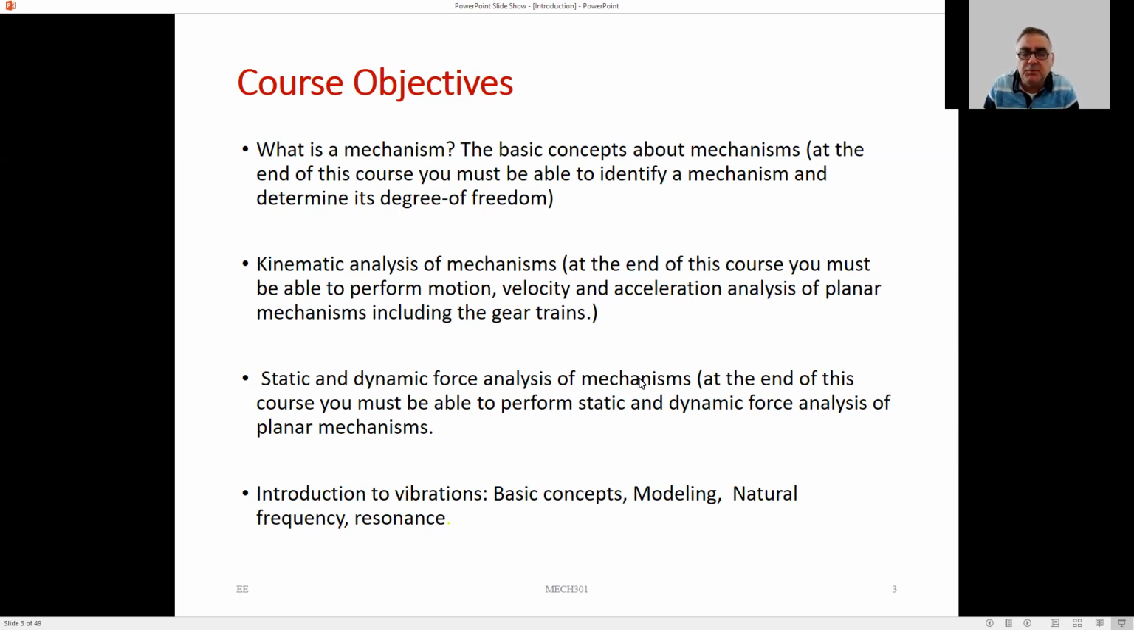Then we will be doing the force analysis of mechanisms, so that you can find out the forces in the mechanisms. And then we will introduce the vibrations, in which you will learn some basic concepts, how to model a vibrating system. What does natural frequency, for example, mean? What does resonance mean? And when does resonance occur, and how to avoid it for simple machines, let's say. It's not going to be very comprehensive, but it will be an introduction.